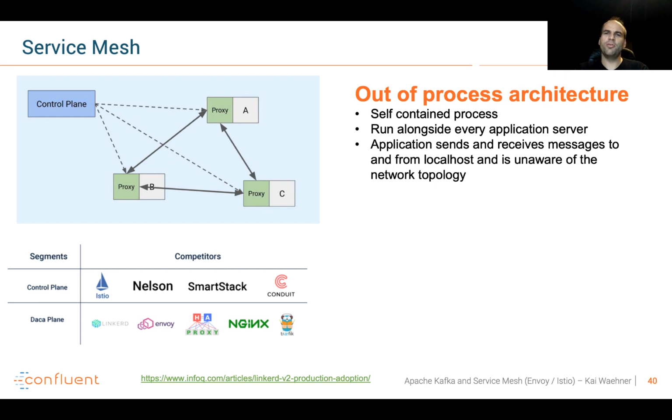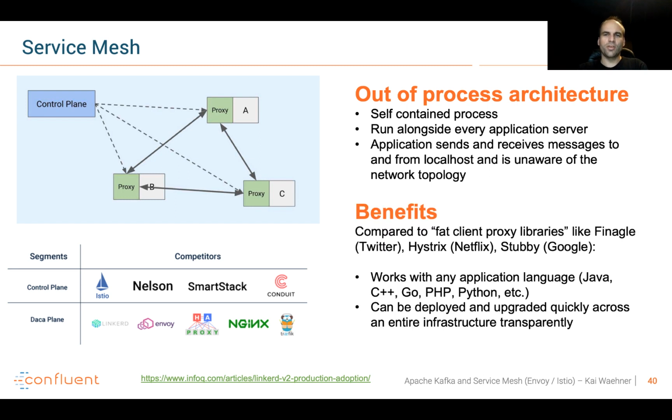The important thing here is that the service mesh is an out-of-process architecture. This means that each process is self-contained, and this means that there is no central process running, right? This is the important thing about the proxies, which are sidecars, part of each microservice.